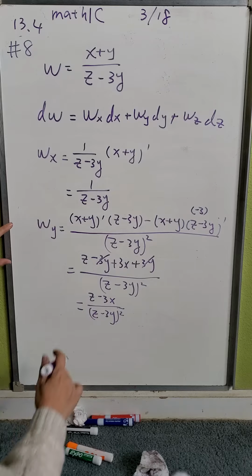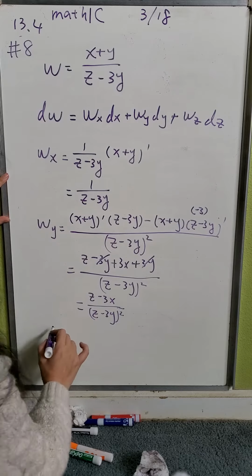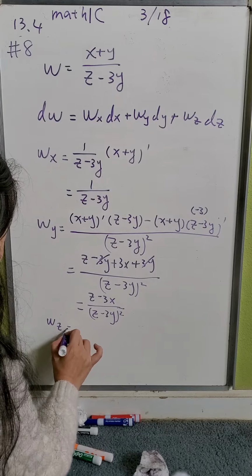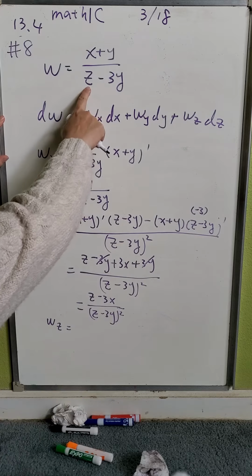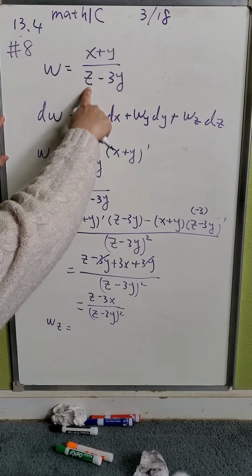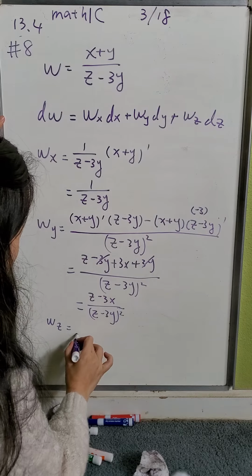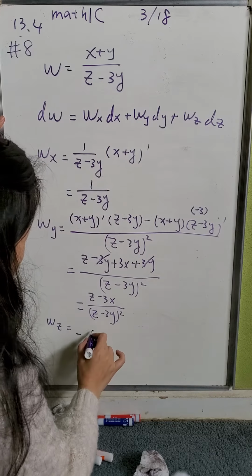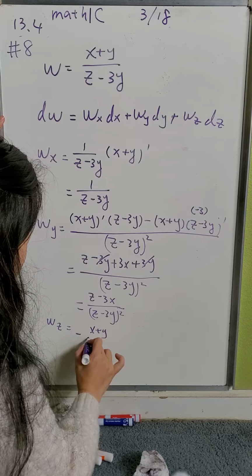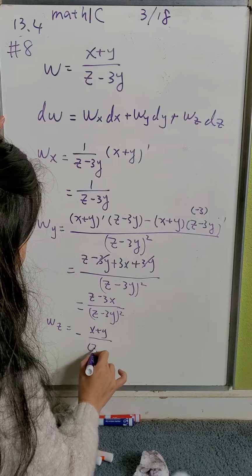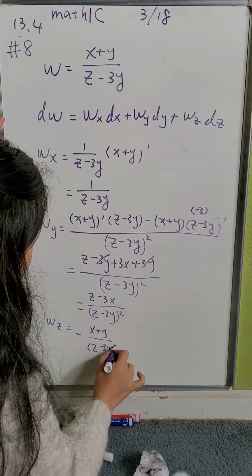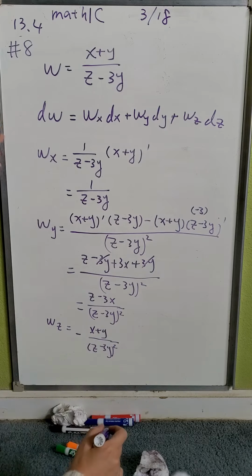Then we go for the wz. That means there's only one z here, okay? So this counts as a coefficient. So that will be negative (x plus y) over (z minus 3y) squared. And chain rule, this one just equals 1.